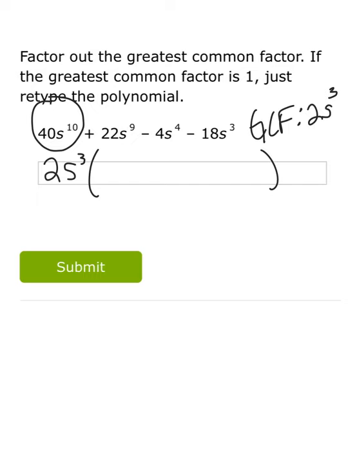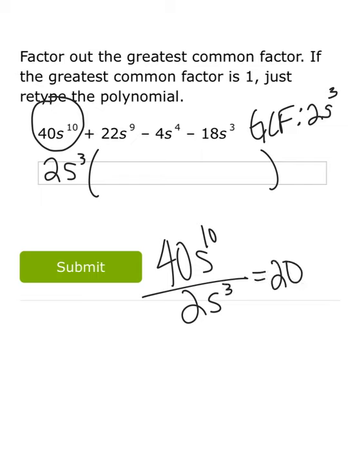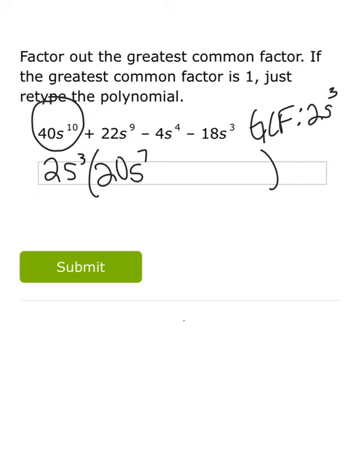40s to the 10th divided by 2s to the 3rd. Well, if I need to write it out like this, we can. 40 divided by 2 is 20, and then s to the 10th divided by s to the 3rd would be s to the 7th. Remember, you can just subtract those exponents, or if you need to expand them out and actually show them canceling off, you can. Okay, let's go to the next one.